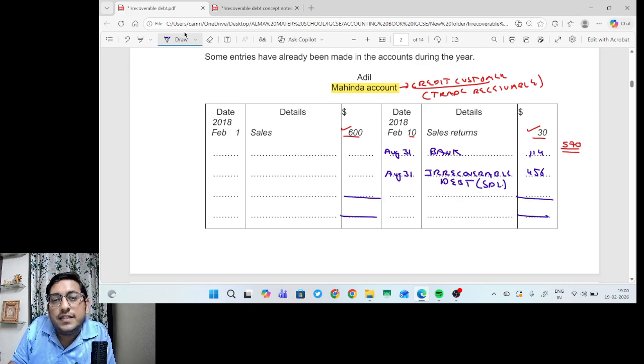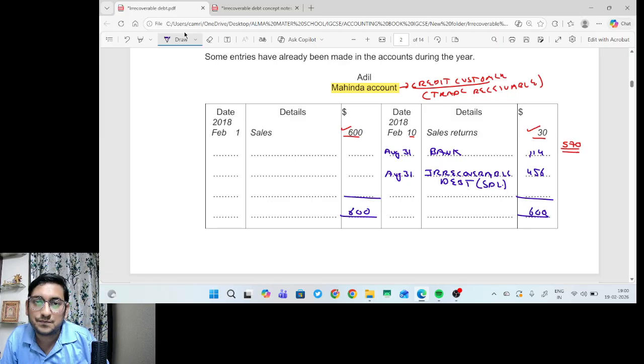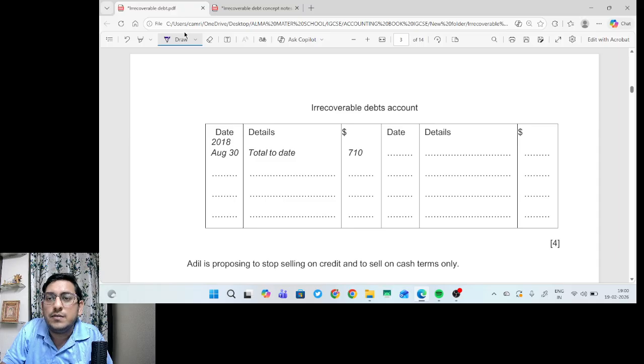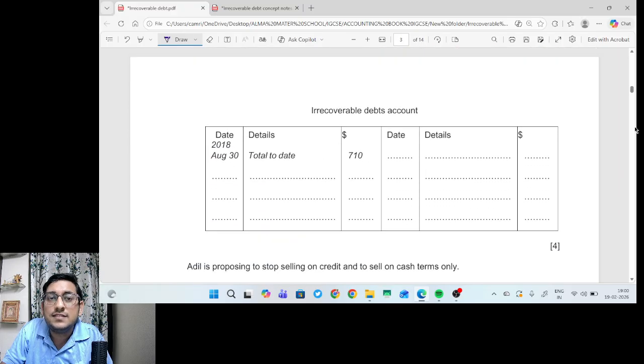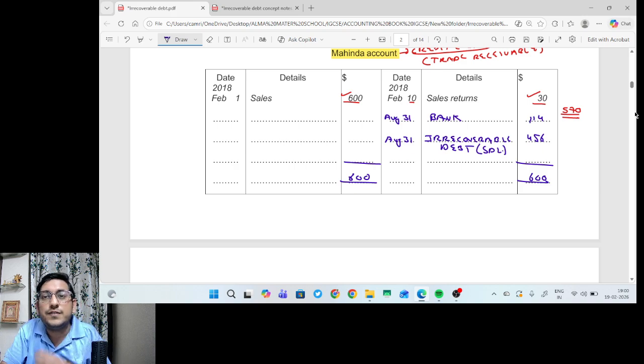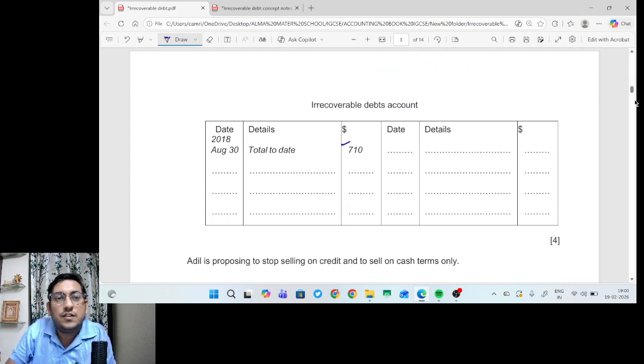So can I say Mahindra account is now closed, because the balance money will not be received by us. Is this clear or not? Now, coming to irrecoverable debt account, can I say the opening balance is already given till 30th August 2018? They said, sir, till 30th August we have this amount of irrecoverable debt already adjusted. Now we have further irrecoverable debt of 456 from Mahindra. So on August 31st, what do I have to write?